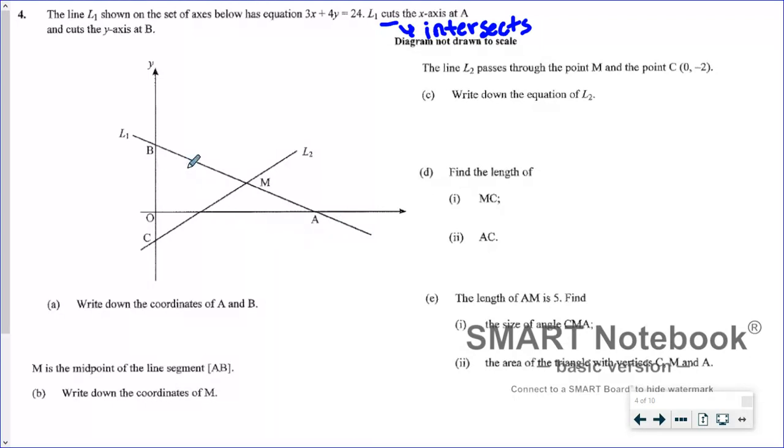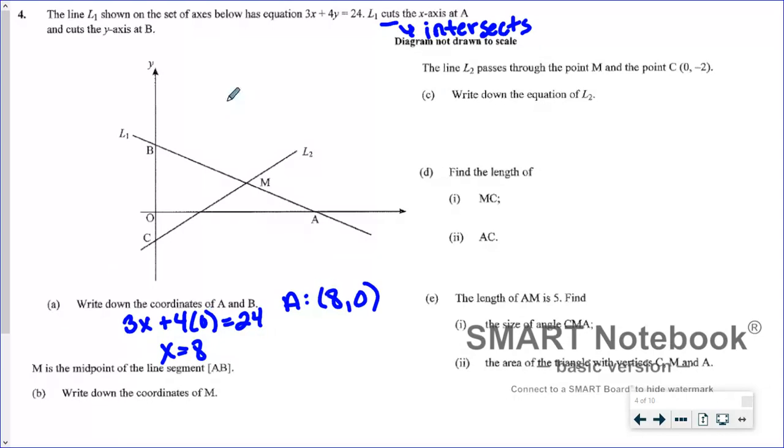Well, A is the x-intercept of L1, and B is the y-intercept of L1. To find an x-intercept, you plug 0 in for y. So you say 3x plus 4 times 0 is equal to 24. We divide both sides by 3 here, and we get x is equal to 8. So that tells us that point A is (8, 0), because I plugged 0 in for y and got 8 for x.